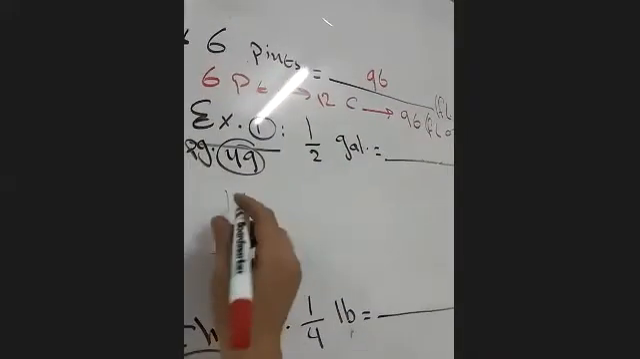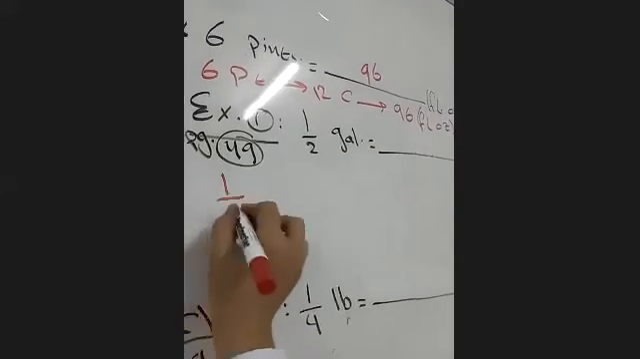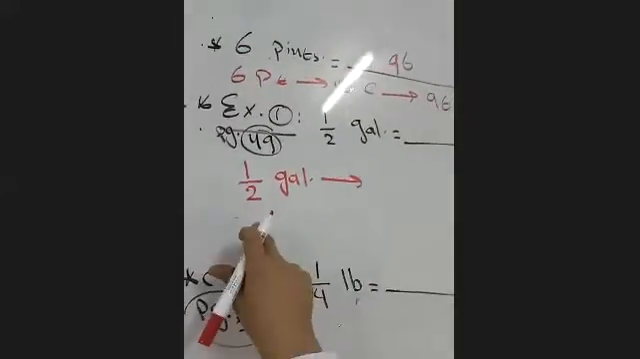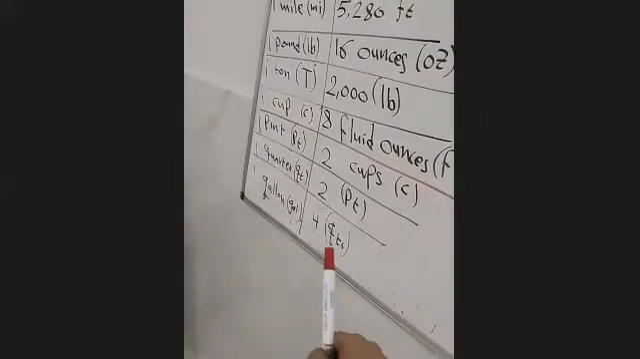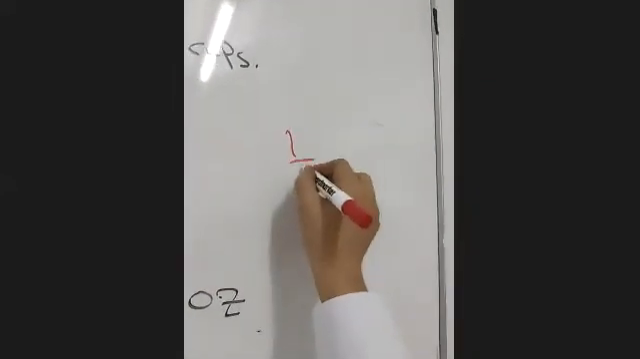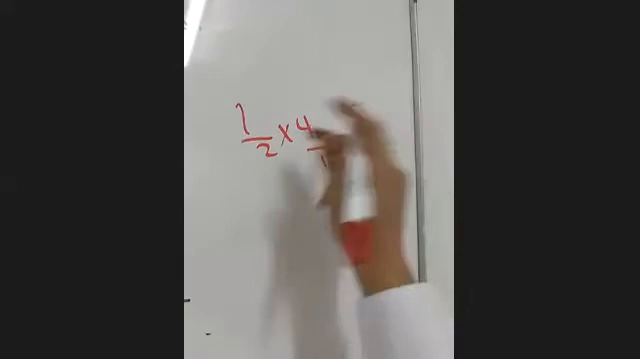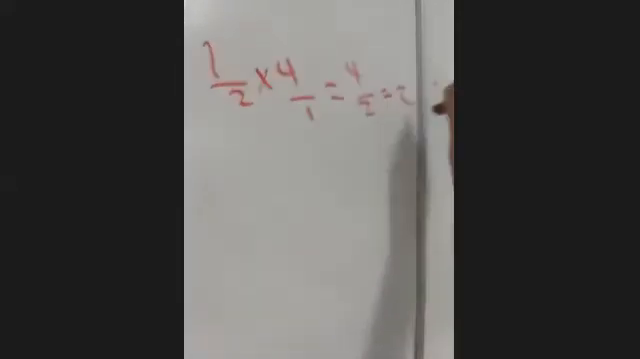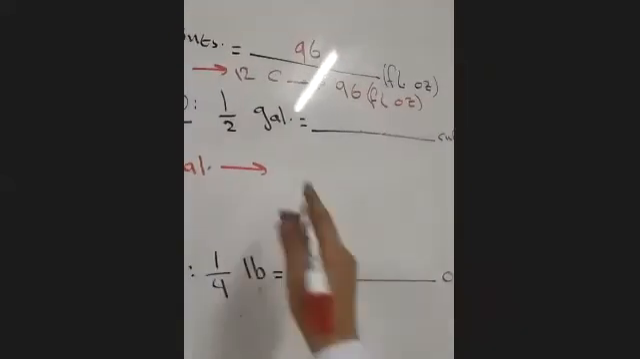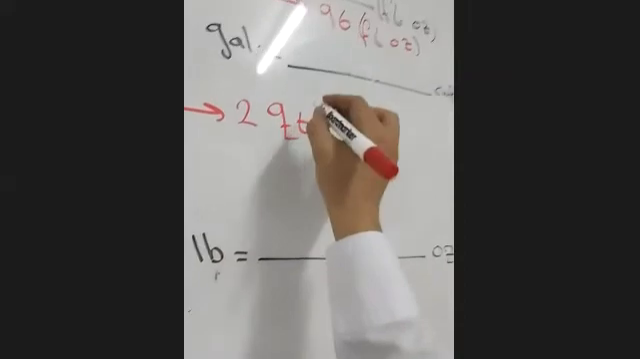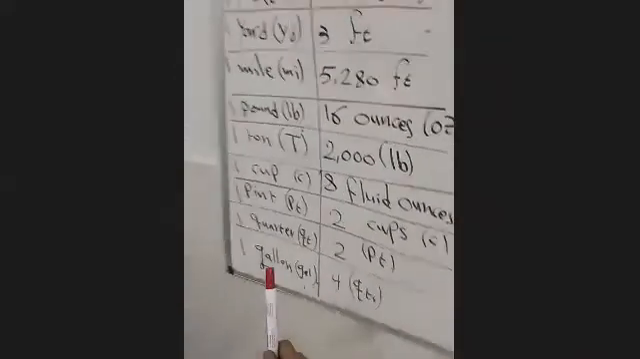Half gallon. We multiply the half with 4. This 4. To turn it to what first? Quarter. Half multiply 4. Remember the fractions? We took it. Half multiply 4. This is over 1. We multiply 4 over 2, which is 2. So half gallon equals 2 quarters. I turn from gallon to quarter.